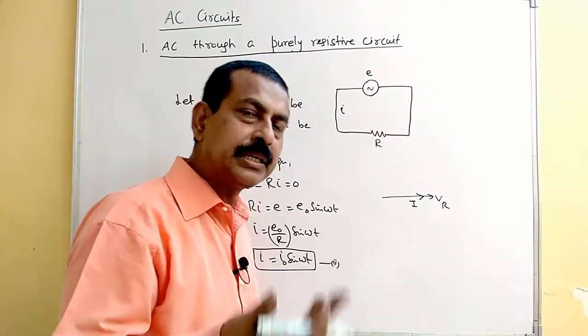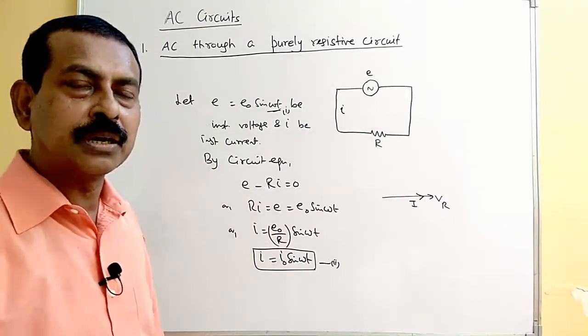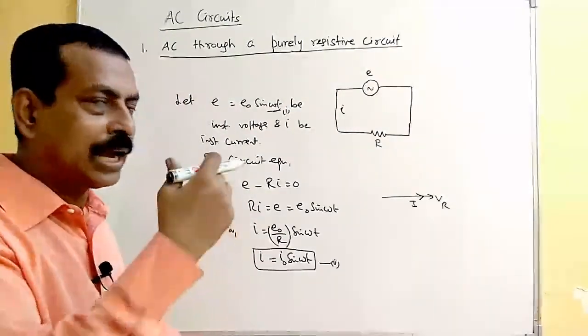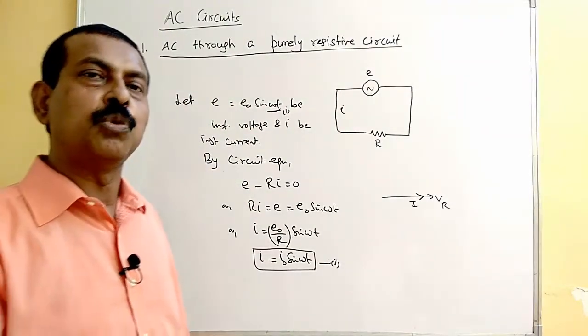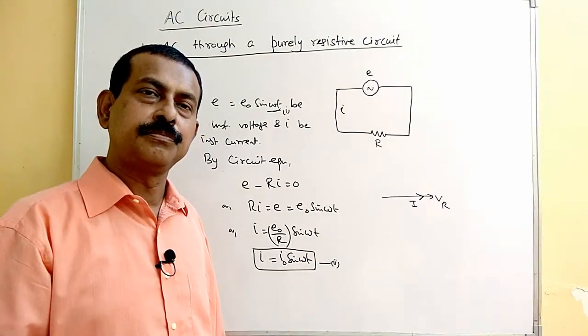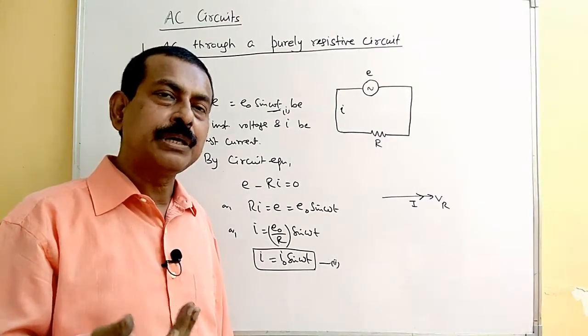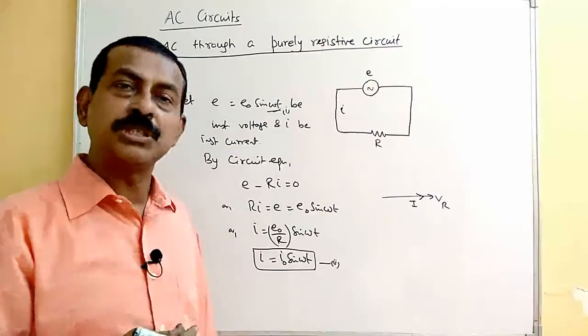And if you are representing this in terms of the sinusoidal curve, in that case both will have the same nature, because both are in the same phase. The peak value will differ depending upon the resistance of the circuit.